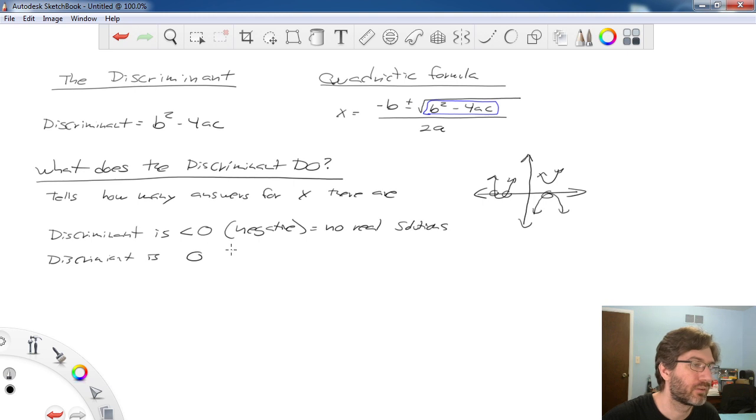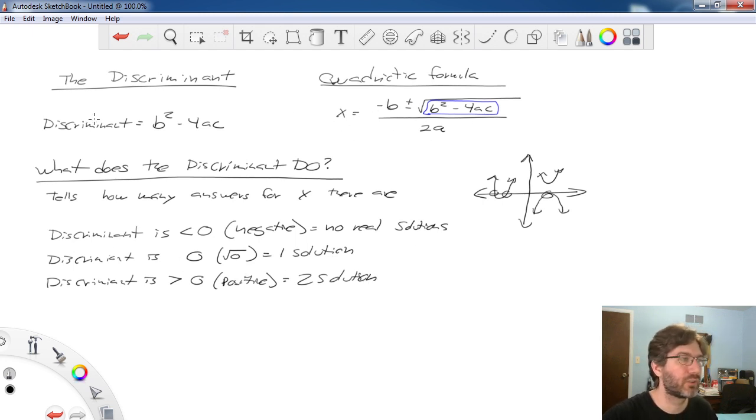If your discriminant is 0, then it's neither, then it's going to be the square root of 0. And that only equals 0. It doesn't have a plus or minus version of that. So in this case, there's only going to be one answer, or one solution. And if your discriminant is greater than 0, in that case it's going to be a positive number, then you're going to have two solutions. And that's really all there is to it.